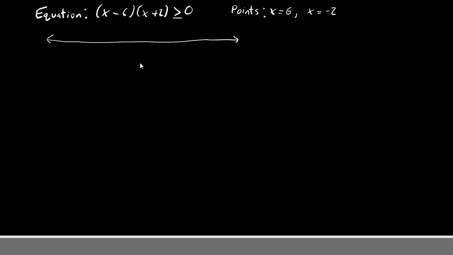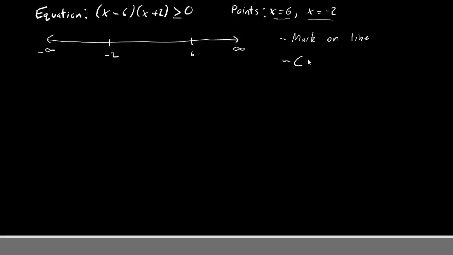So just to recap what we've done so far, our equation is x minus 6, x plus 2 greater than or equal to 0, and our points of interest are x equals 6 and x equals negative 2. Once again, we will mark them on the number line. X equals 6 goes here. X equals negative 2 can go somewhere over to the left. Again, the left arrow is negative infinity, and the right arrow is positive infinity.